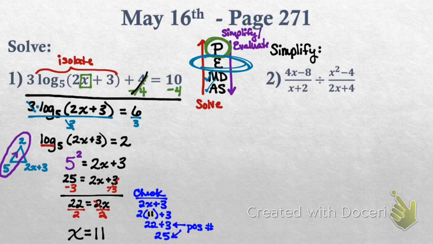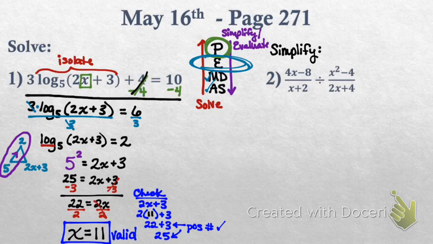And so that means that this is valid. If it had come out to be, say, -3, then it would be an extraneous solution because my argument cannot be negative numbers. All right, number 2. Number 2 says to simplify. I had to change the directions there real quick.